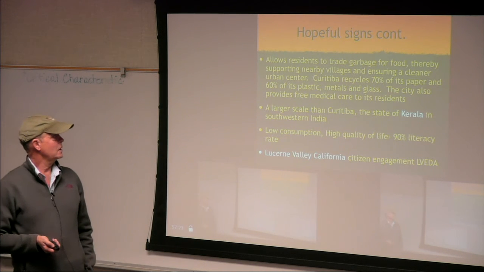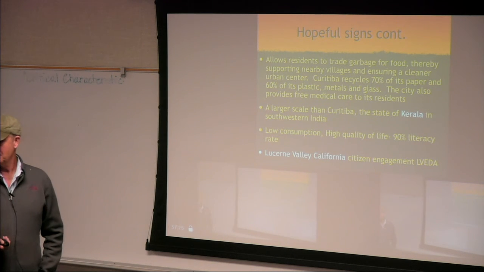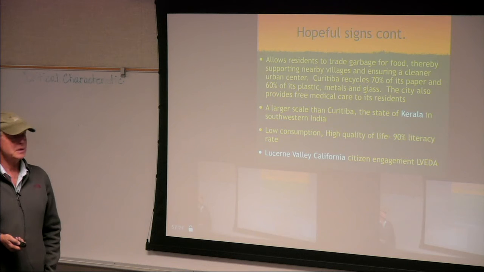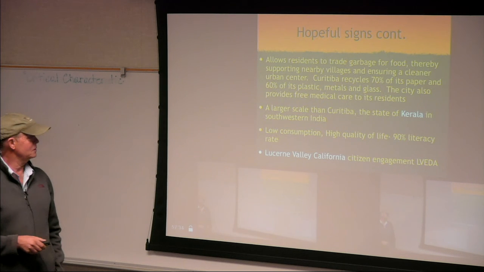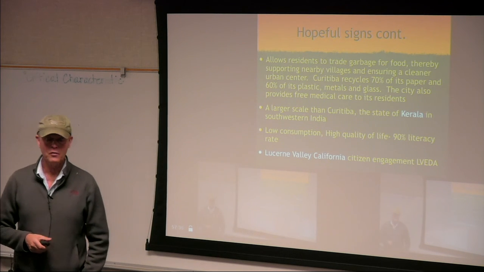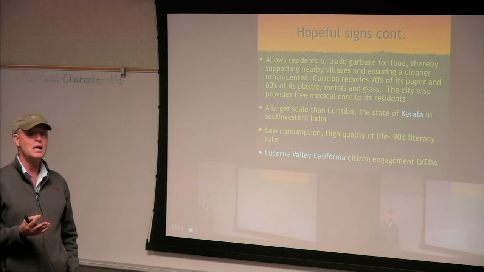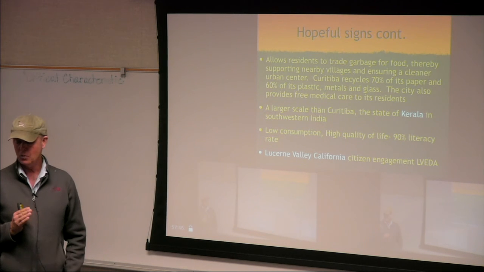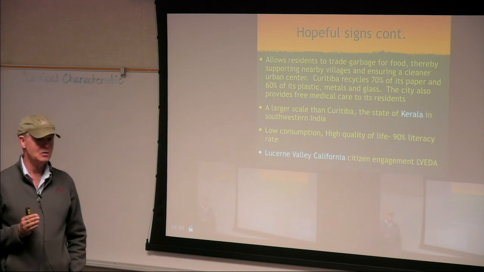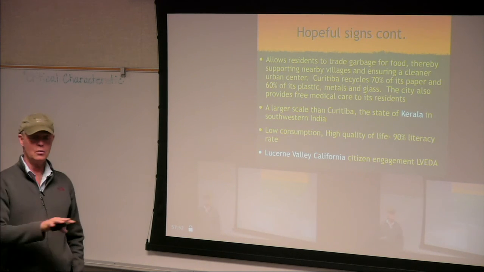Kerala in southwestern India, I don't have any ideas on that one. I've heard about it several times. I'll just have to go and visit. And then Lucerne Valley. You know, everybody's like, oh, I wouldn't live in Lucerne Valley. It's an awful place. The amount of community engagement in Lucerne Valley is crazy. I'll tell you how you know. If any of you want to start a McDonald's franchise, do not go to Lucerne Valley. They'll say, absolutely not. We do not want fast food.